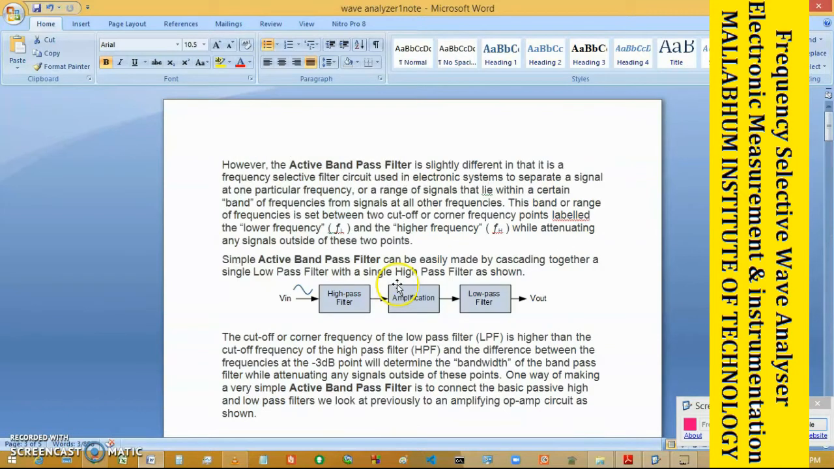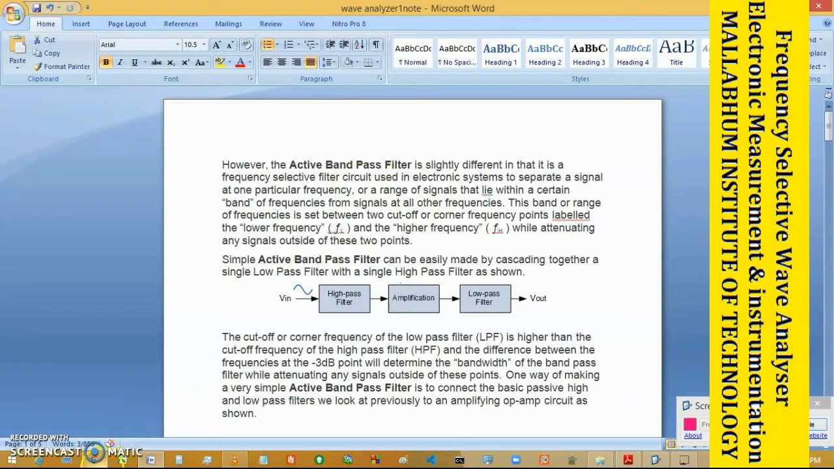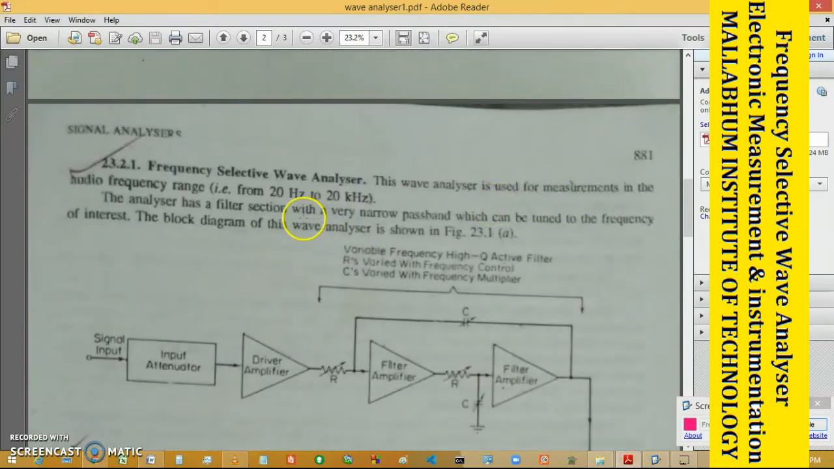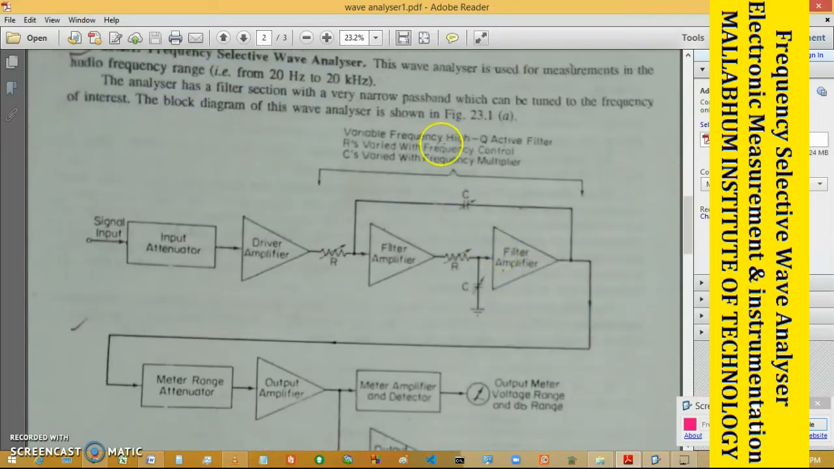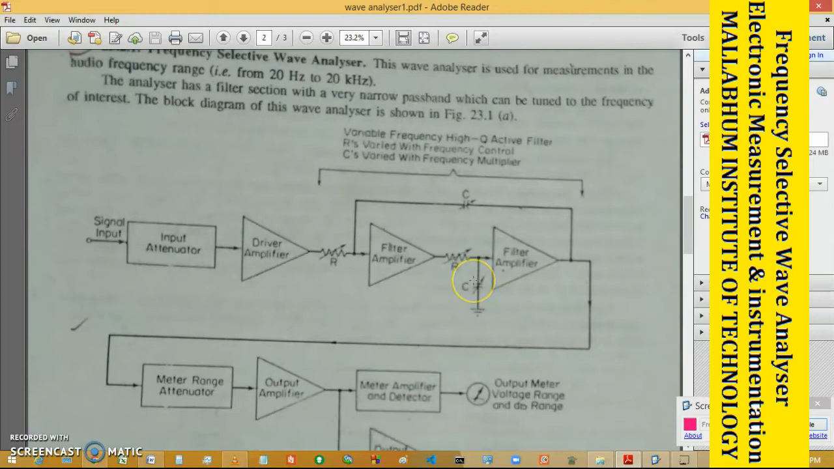Now for that purpose, I will first discuss the basic theory of this. You can see it is written here that it is a filter section with a very narrow passband. So it is written, a narrow passband high Q active filter. What is the meaning of that? It is passing a particular very narrow band, obviously the audio frequency narrow band. This RC section consists of two filters, one high pass filter and one low pass filter, and these two are actually producing a narrow passband filter.